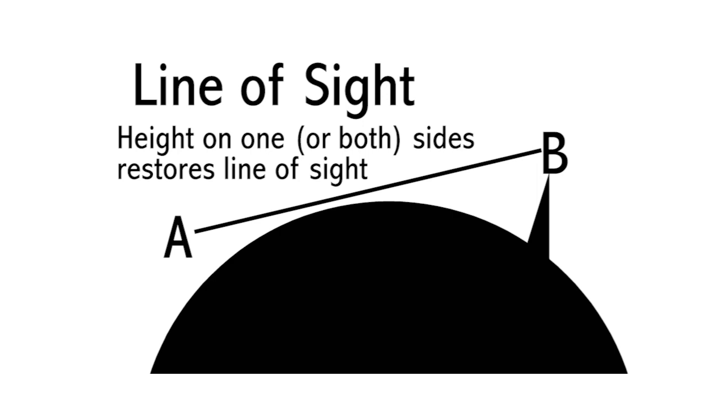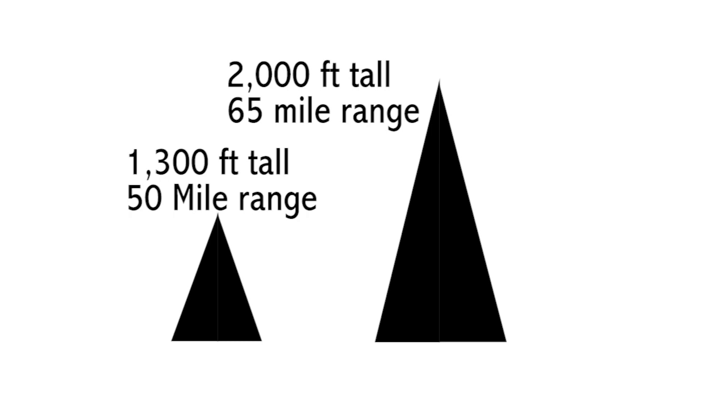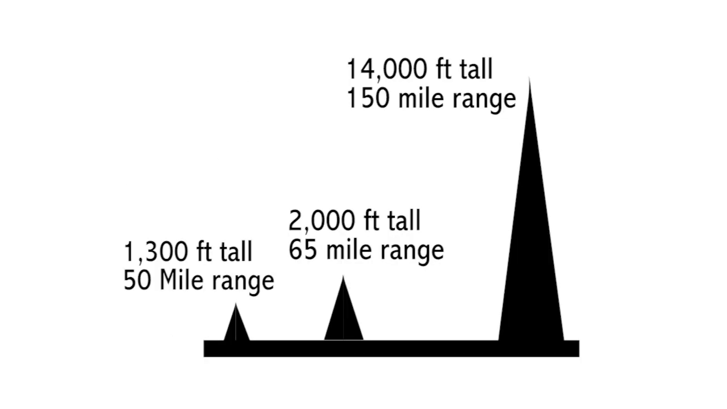A 2,000-foot high tower has a broadcast range of 60 to 65 miles, while a tower 1,300 feet tall has a range of 50 miles. In order for an antenna to receive a signal from a broadcast tower 150 miles away, either the tower or the antenna would have to be at least 14,000 feet higher than the other. This height would allow for a line of sight from one to the other.